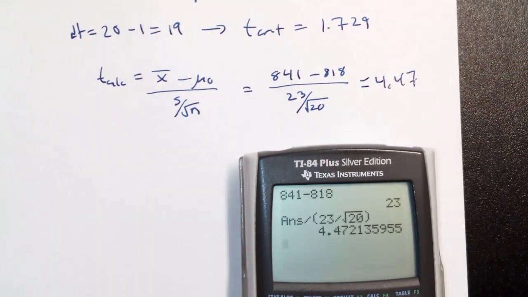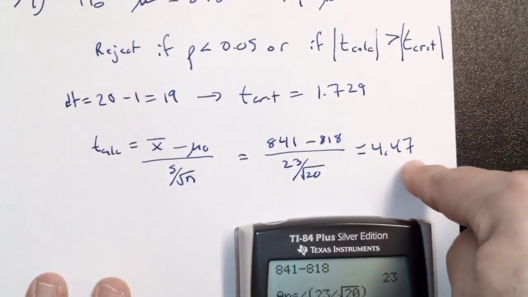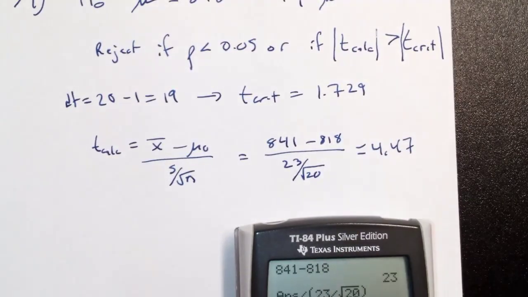I don't even need to do anything else. Accept or reject? Which do I do, accept my null hypothesis or reject it? I reject it. My calculated t-value is bigger than my critical value. Prices have gone up according to this sample.